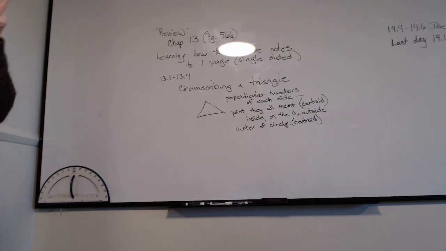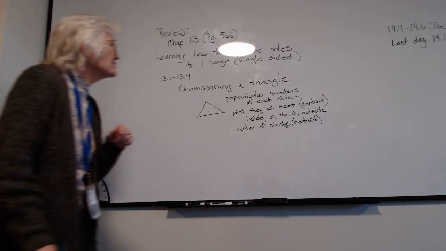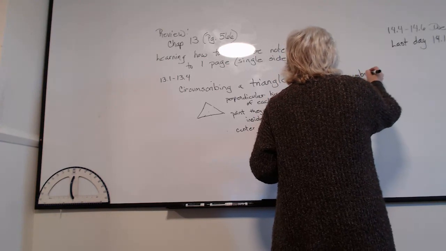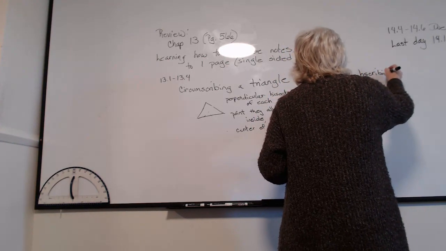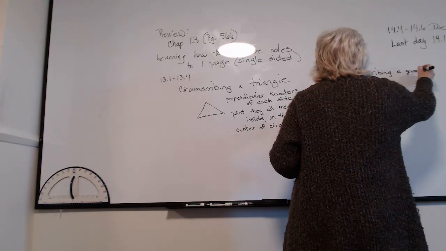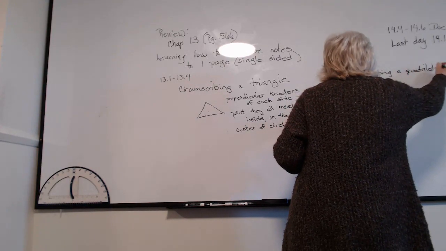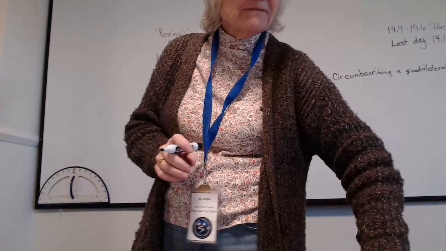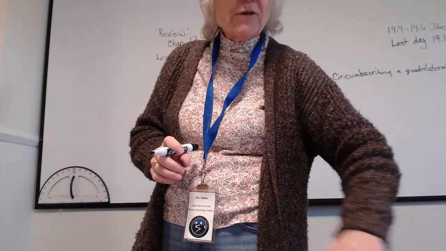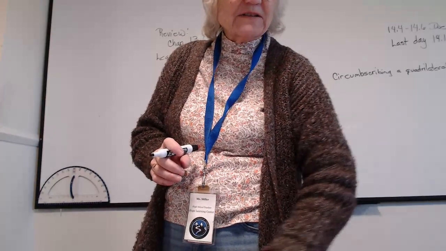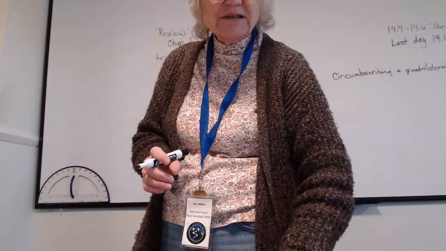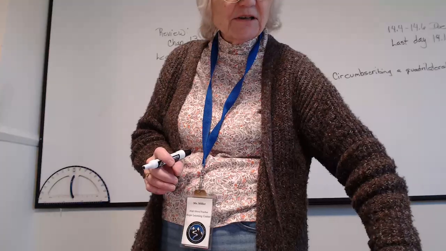Okay, what was in 13.2? Circumscribing a polygon, I mean a quadrilateral. That was 13.2, doing the quadrilateral. Oh wait, the centroid is not right. It's the circumcenter that we just found. Sorry about that, that was wrong.